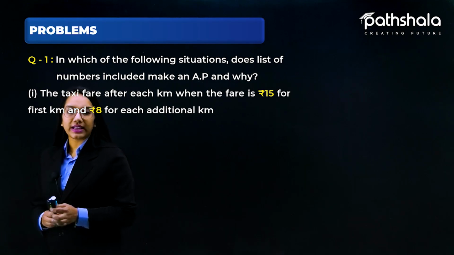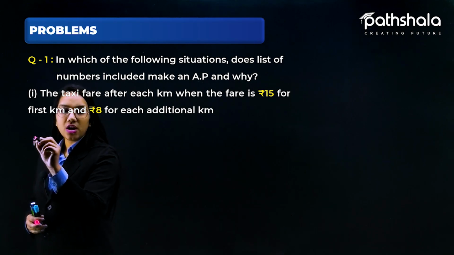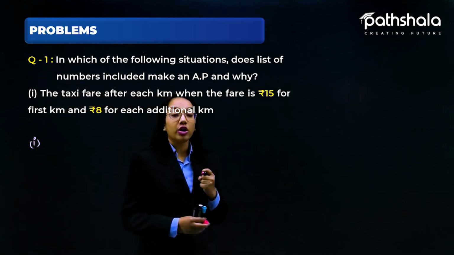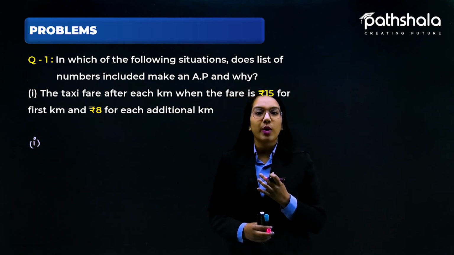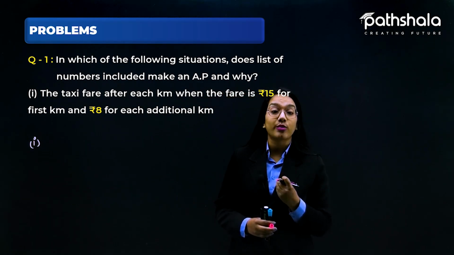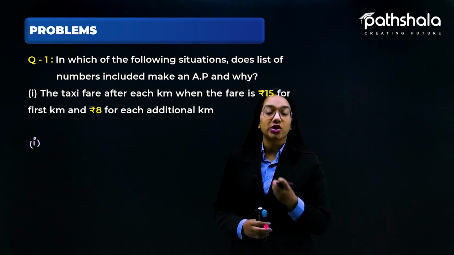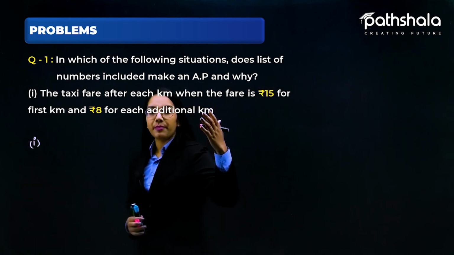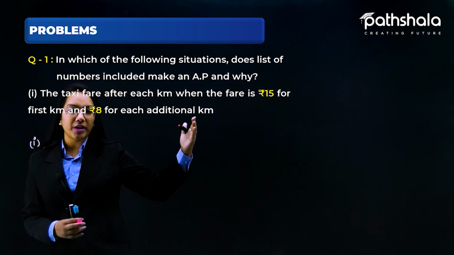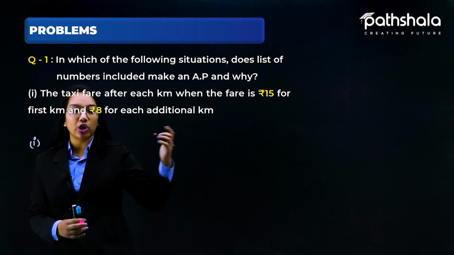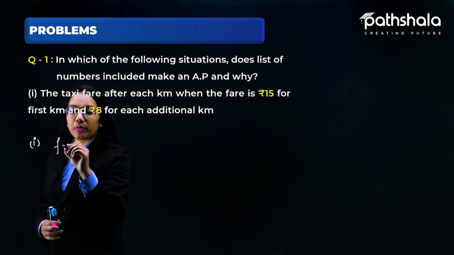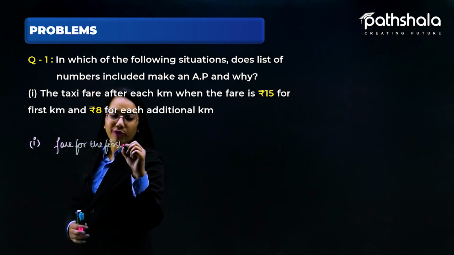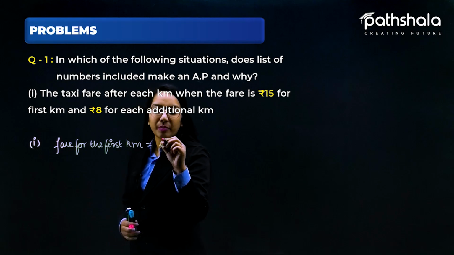It says the taxi fare after each kilometer, when the fare is rupees 15 for the first kilometer and rupees 8 for each additional kilometer. So what does it say? We have to see whether this situation forms a list of numbers that would make an AP or not. The fare for the first kilometer is nothing but rupees 15.